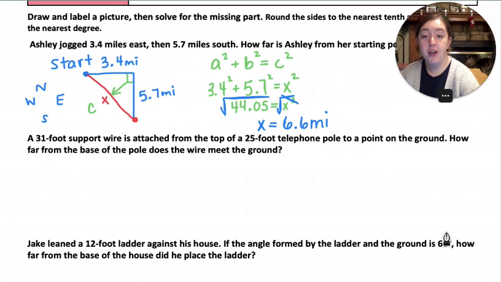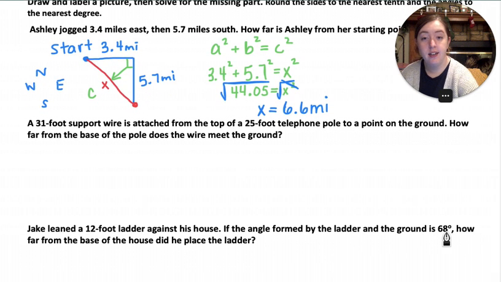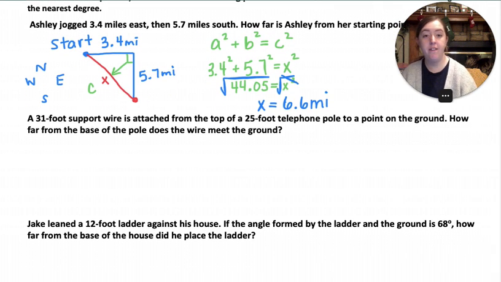There is a 31-foot support wire attached to the top of a 25-foot telephone pole to a point on the ground. How far from the base of the pole does the wire meet the ground?